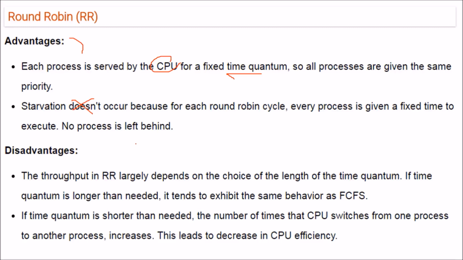But the disadvantage is it totally depends on the quantum time you have taken. If the length of time is longer, then it actually becomes FCFS. If the time quantum is shorter, then the context switching will be too much because the process has to be taken in and out of the CPU cycles. That will increase the overhead and lead to a decrease in CPU efficiency.